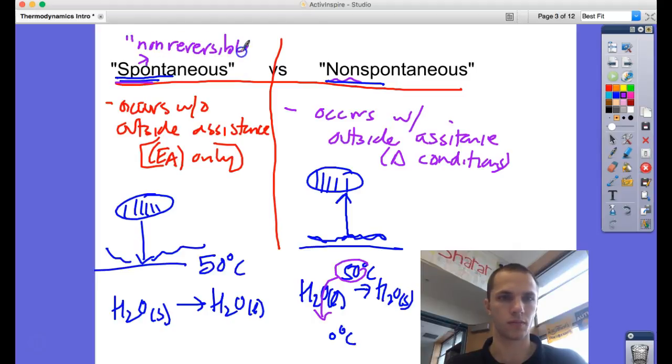Another term we need to know for spontaneous, okay, is non-reversible, meaning you can't reverse it. This egg drop, that reaction is spontaneous, which means it's non-reversible. We can't have the egg magically, yolk and everything, shell, turn back into an egg. That won't happen. Okay? So focus on those two vocab terms.